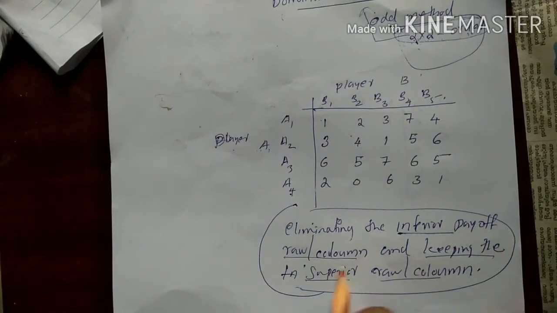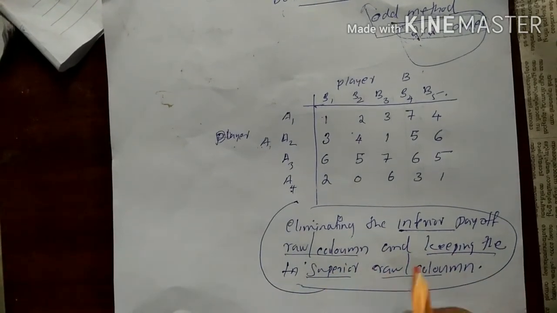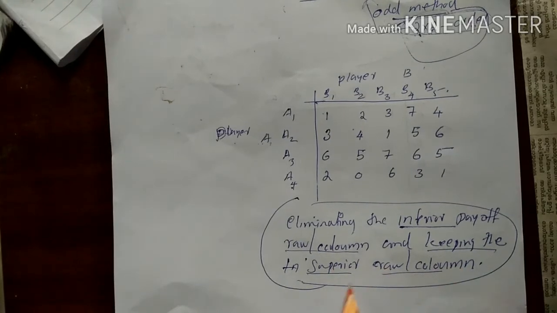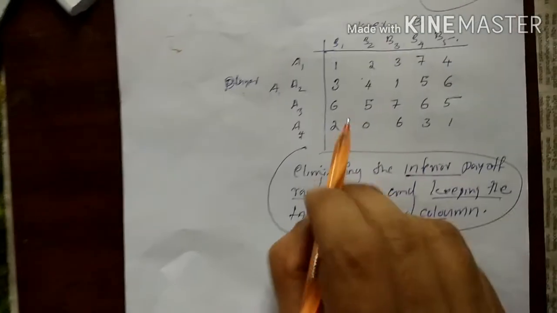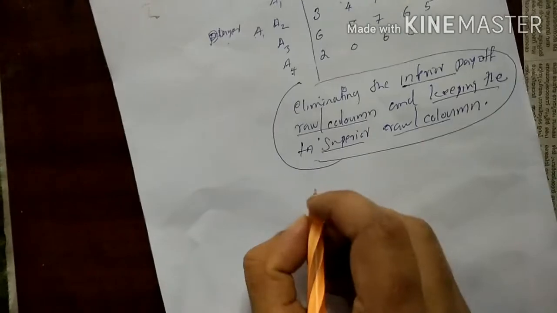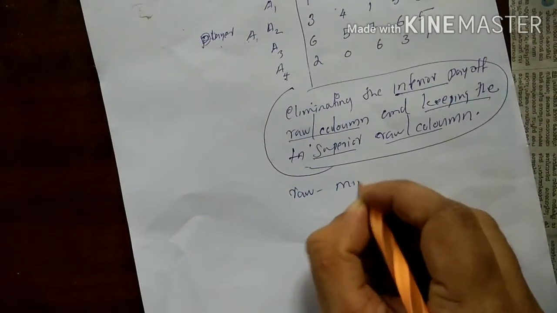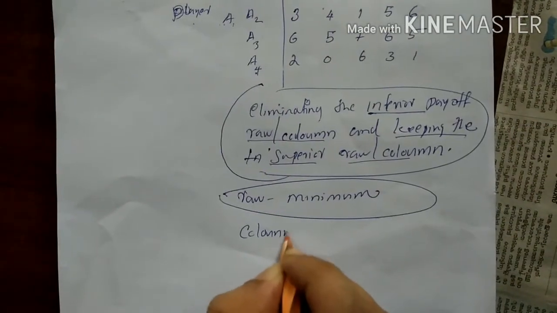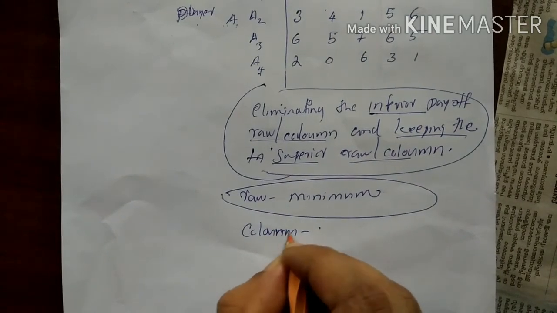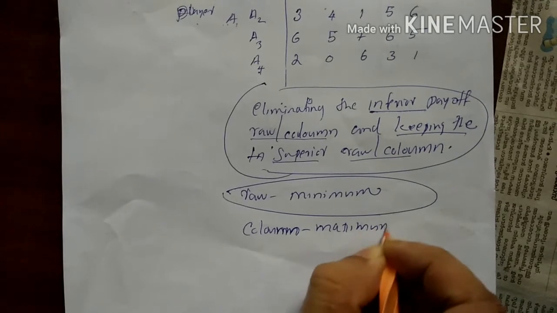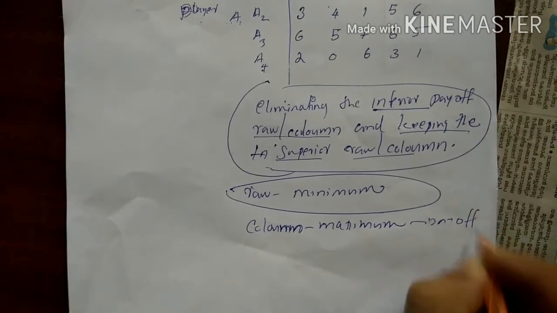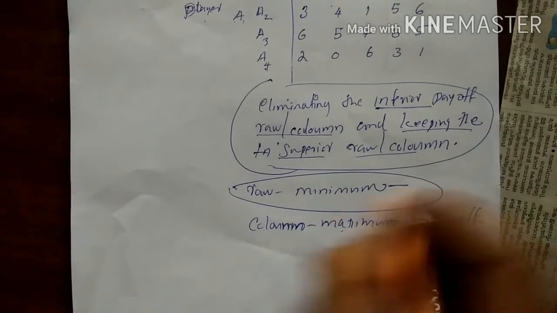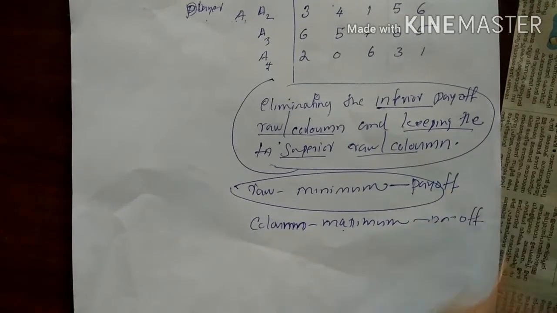The rule is: the inferior payoff row or column, delete it, and the superior payoff row or column, keep it. In the case of rows, the row minimum payoff is deleted. In the case of columns, the maximum payoff column is deleted. So let us look at how to work it out.